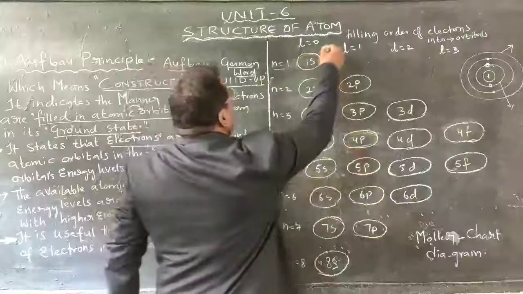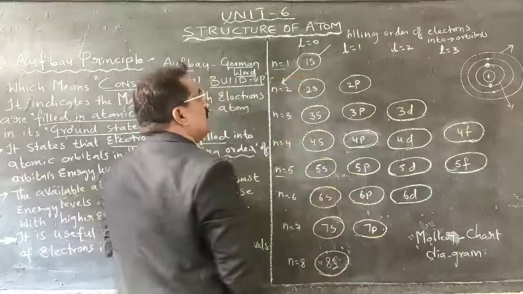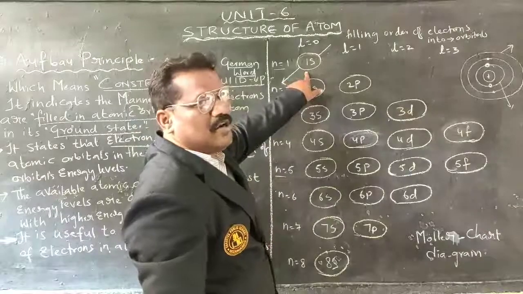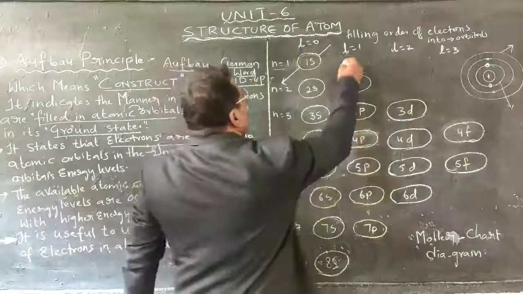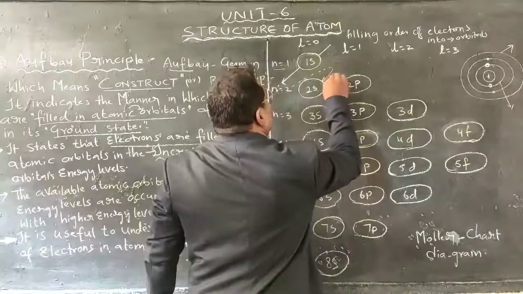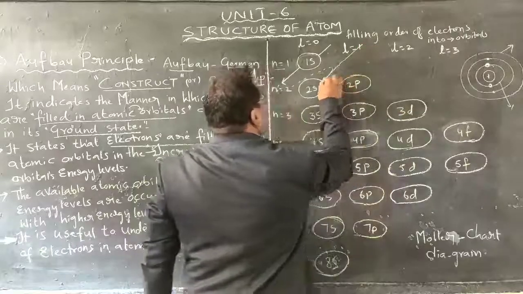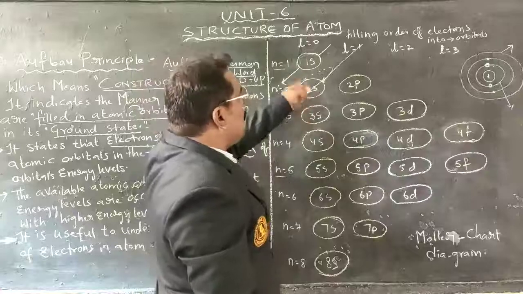First, the orbital which has the lowest energy is the 1s orbital. Therefore, electrons will enter the 1s orbital. Two electrons will be filled in the s orbital. Later on, the next electron will enter into the 2s orbital.